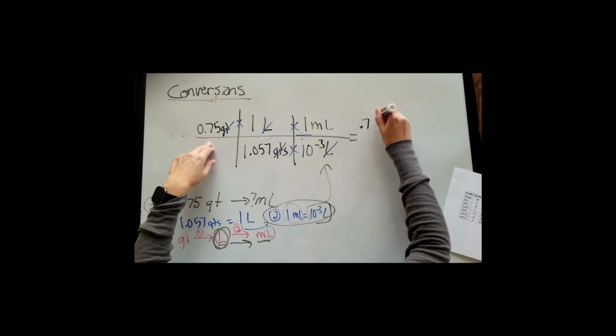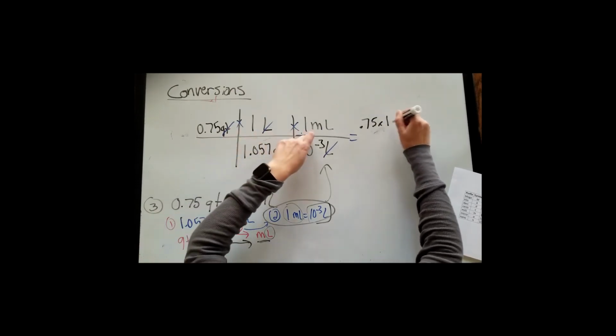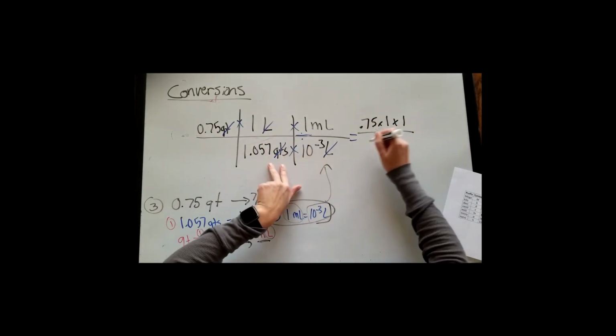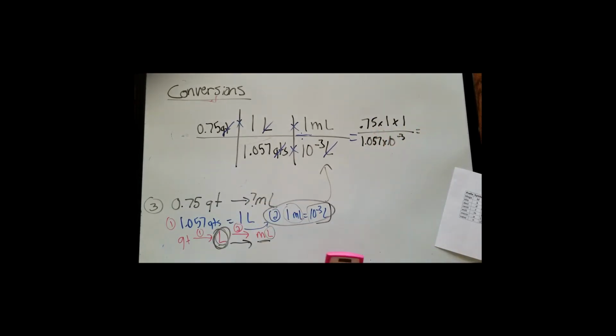We're doing 0.75 times 1 times 1. So that's all on the top. We're going to divide that by what's on the bottom, and that's 1.057 times 10 to the negative third. So entering that into the calculator, we get 0.75 divided by 1.057 times 10 to the negative third.